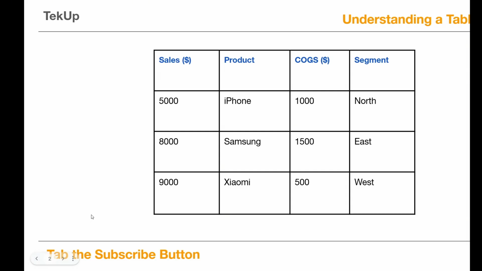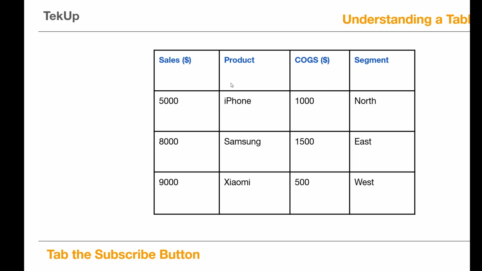Understanding a table. Everything about data modeling revolves around a table. Data modeling exists because we actually have a table. Without a table, there will be no need for performing data modeling. So we have to understand what a table is. Now, what is a table? A table is simply our CSV file. Now, a table has different columns and rows.